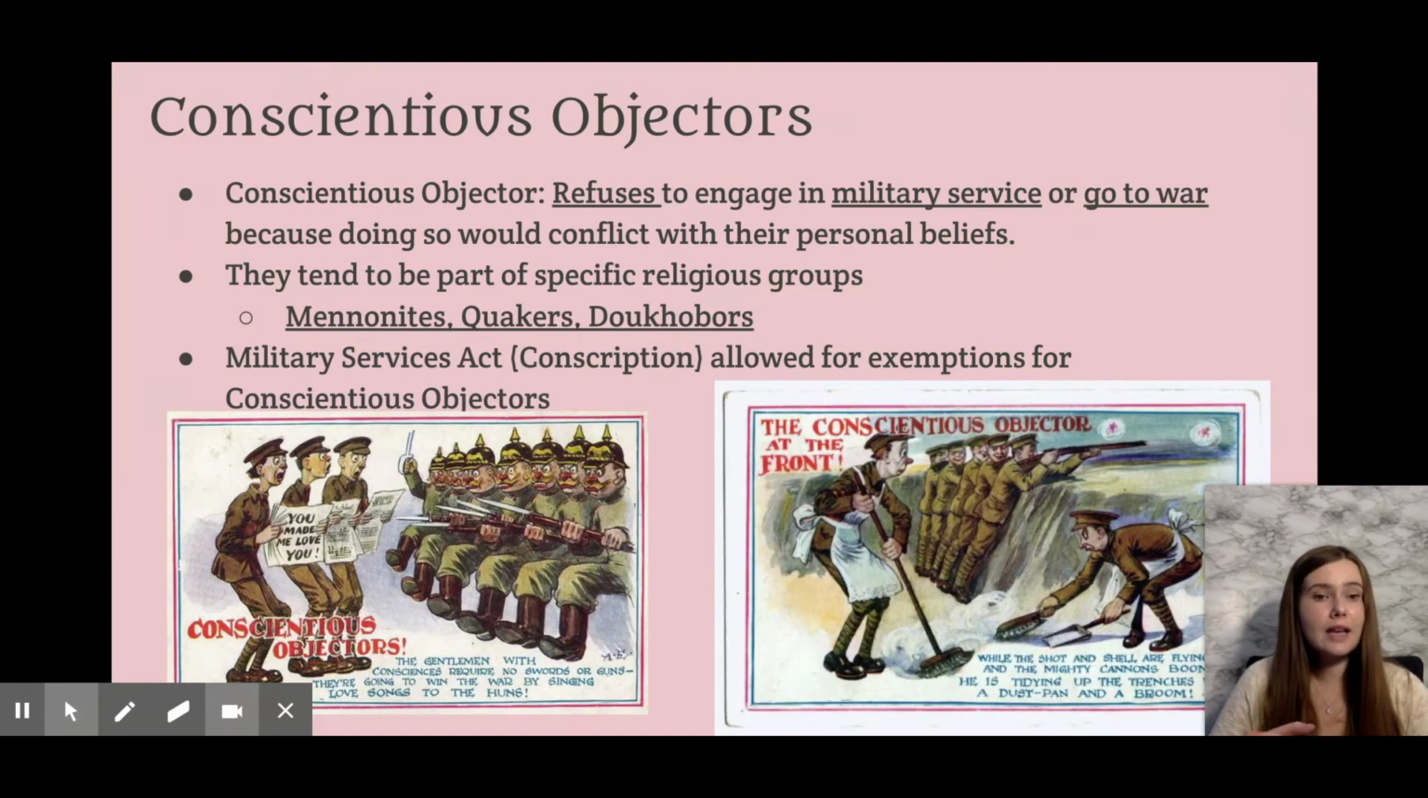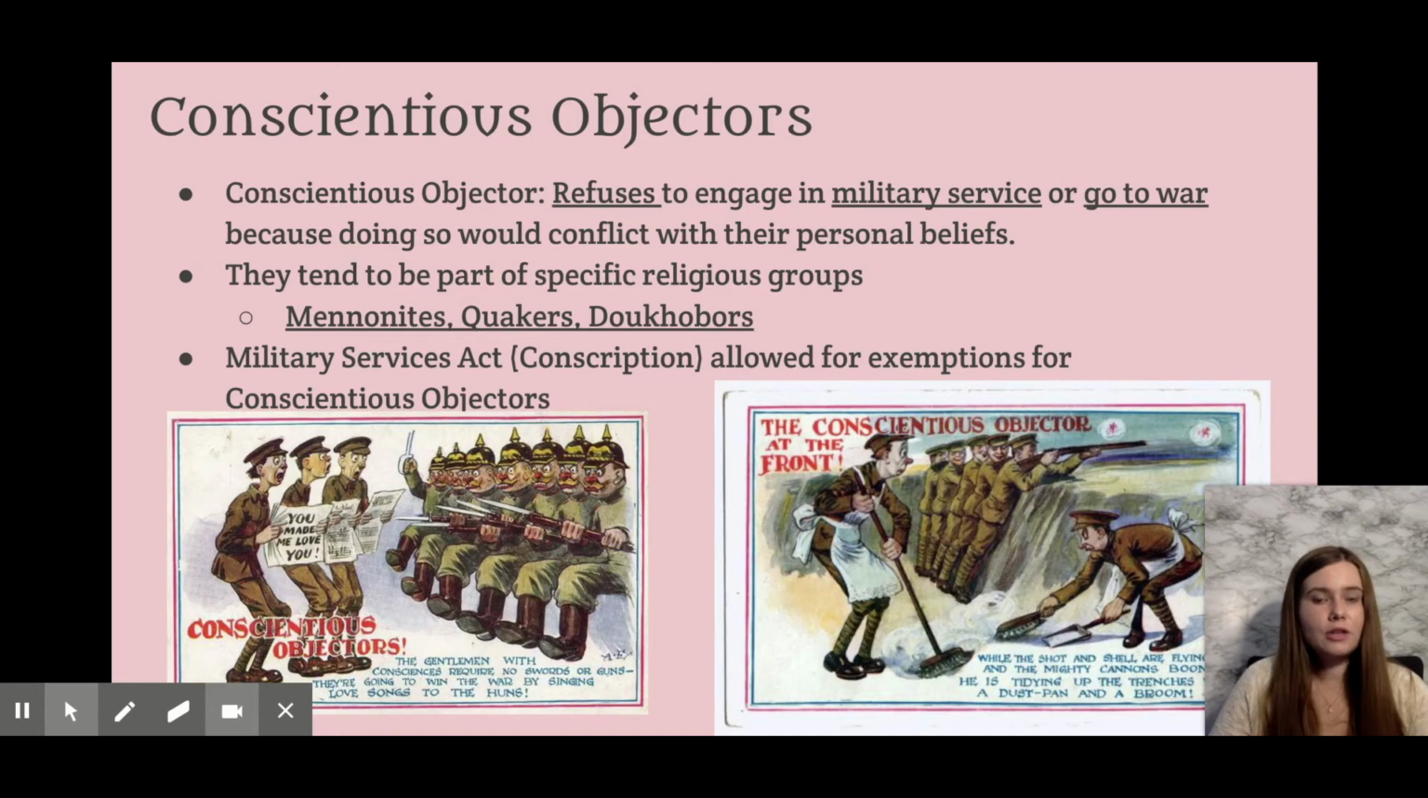The Military Services Act, so conscription, again, we'll talk about that a little later, allowed for exemptions for conscientious objectors. So even when forced service came to be, you could still apply for an exemption. And if you were a conscientious objector, so you didn't believe in going to war or military service, you could be exempt from it. You could avoid it.